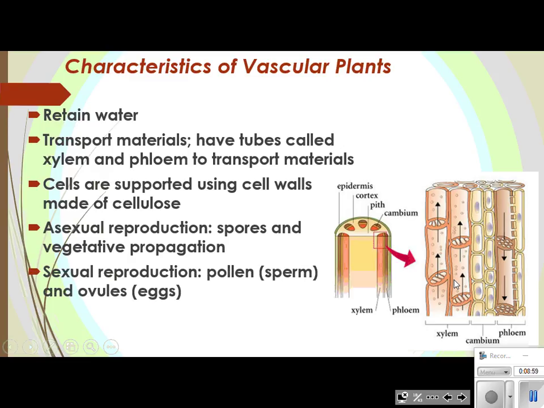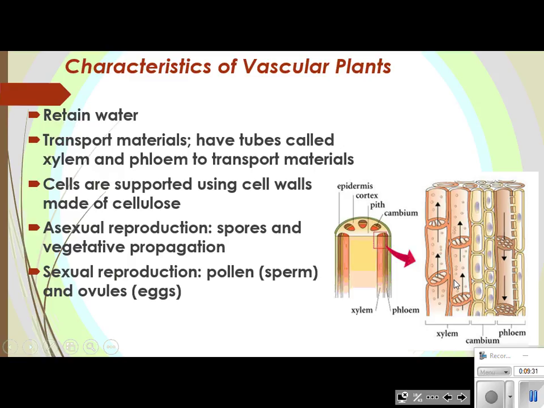Sexual reproduction is through pollen and ovules. We'll talk about that later on and get into some of that when we talk about parts of a flower next week, and get into some of that sexual reproduction that's occurring in plants.